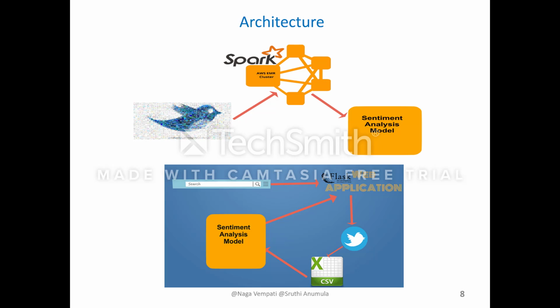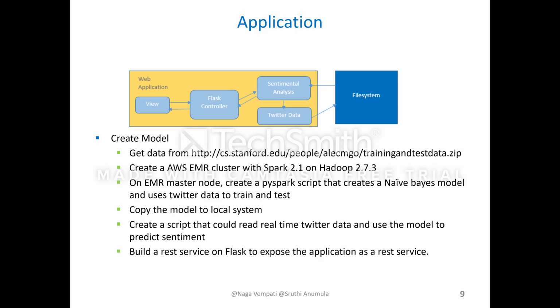This allows a user to input any topic and get the sentiment for that topic using our model. To understand the basic workflow of the application, it starts from when the user inputs the product or brand name for which he or she wants to find out the sentiment. This goes as a GET service call to the Flask controller. The Flask controller then forwards this request to the sentiment analysis module.